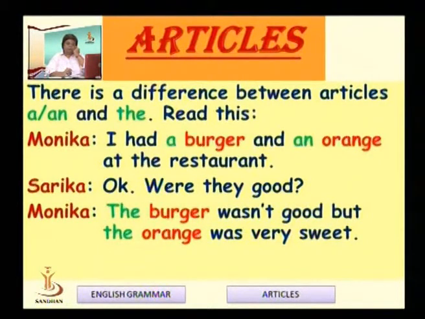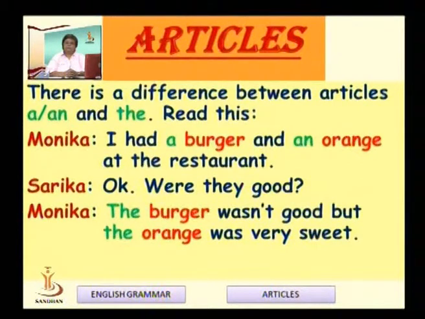Now pay attention to this dialogue once again. Monica says, I had a burger. She uses the article a. What are we trying to do here, friends? We are trying to learn the difference between a, an, and the. So Monica says, I had a burger and an orange.